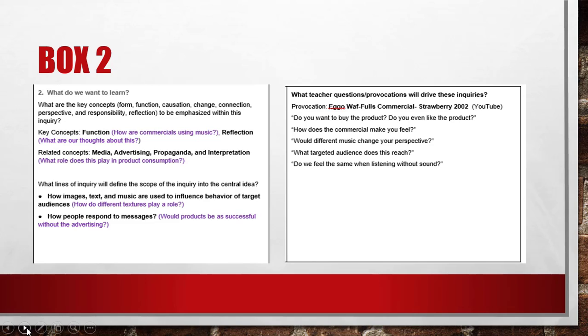So what I do for this section is I often play the commercial without the music first, and then I add the music. So that's something you can do throughout and test scholars with to see if they feel the same.